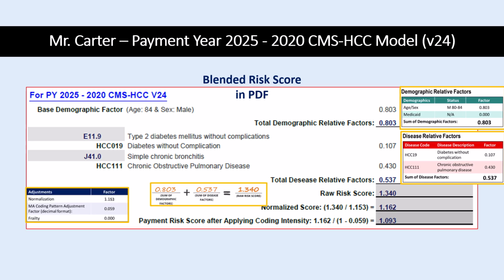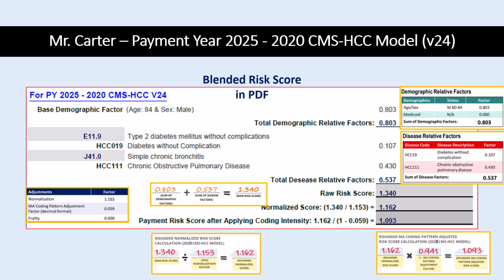And then we must divide the raw risk score, 1.340, by the 2025 normalization factor for the 2020 CMS-HCC model, which is 1.153, to get a normalized score of 1.16218. You must round this number to the third decimal place to get Mr. Carter's rounded normalized risk score, which is 1.162.